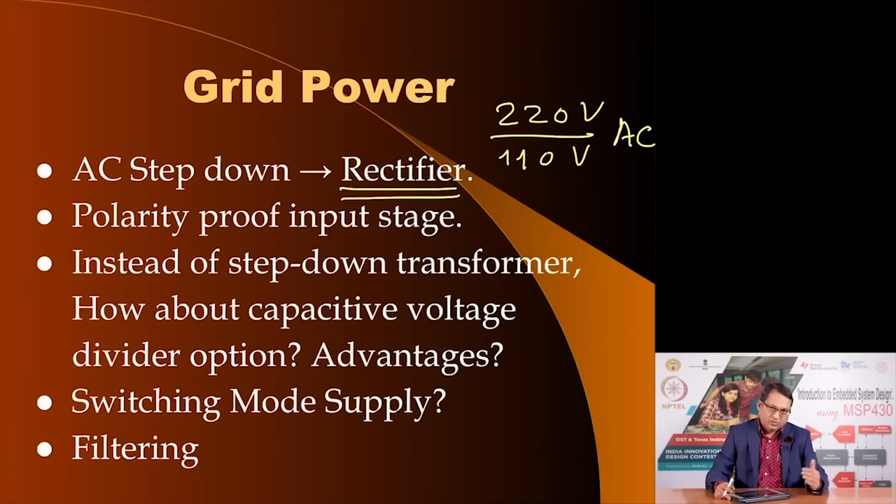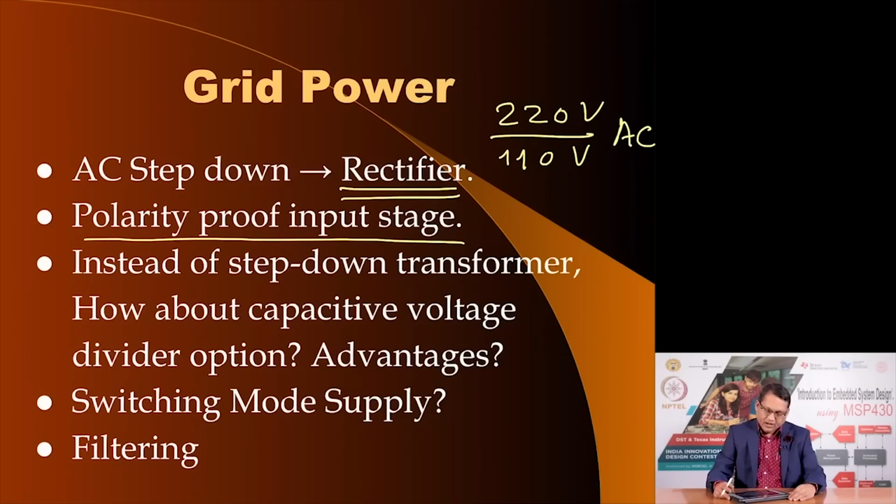If you are going to step it down to usable levels, for that you would use a transformer. The transformer would give you AC voltage. You cannot just connect it to your system because the transformer would have a polarity. You do not want to apply reverse polarity to your circuits. So, some sort of polarity proof design of the input stage of your power supply, which is polarity safe, you would have to incorporate, and in the next slide we will show the two options that we have.